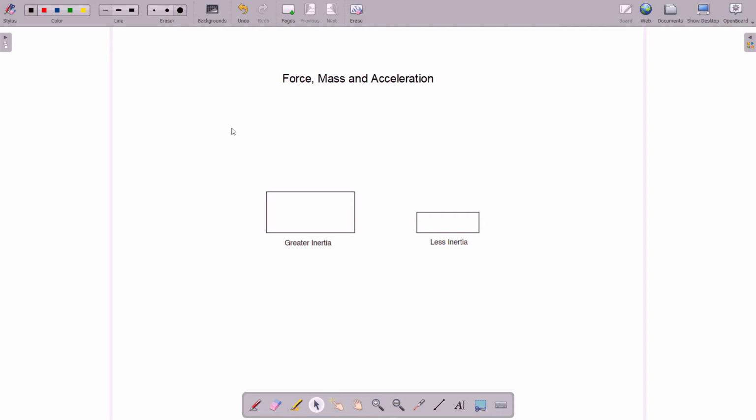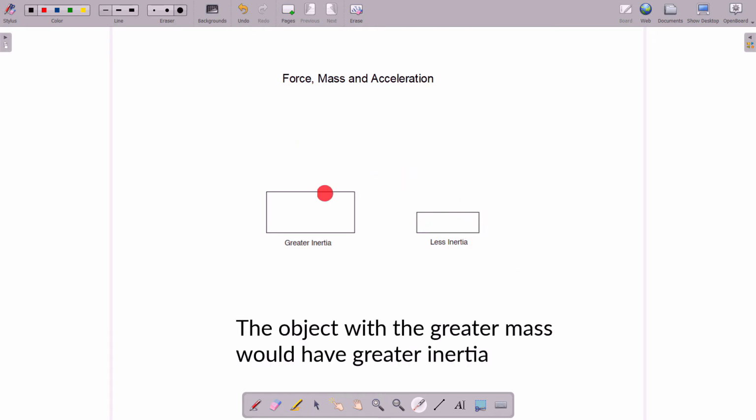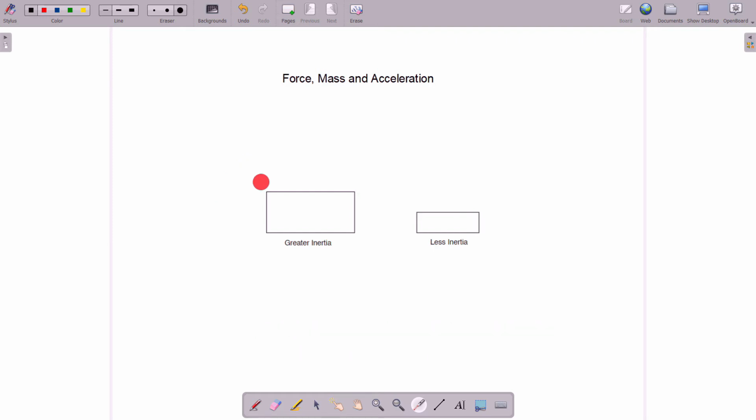So, for example, if you consider what we have here in the diagram, we see two objects, one clearly larger than the other. If we consider this object to be one having greater mass and this one having less mass, the object with a greater mass is going to have greater inertia. That is, its resistance to motion is going to be greater than the one with less inertia.